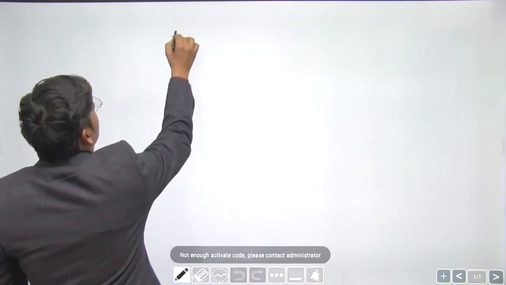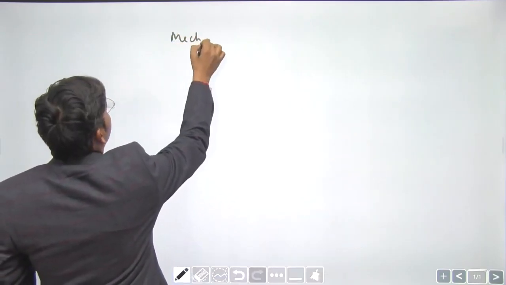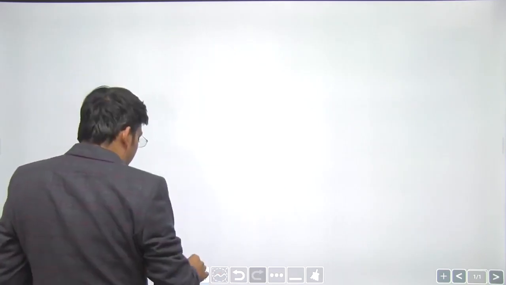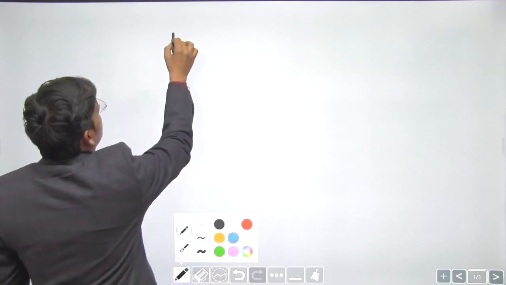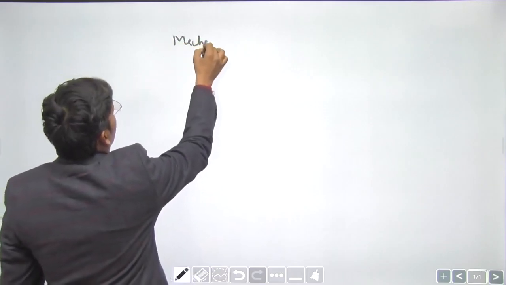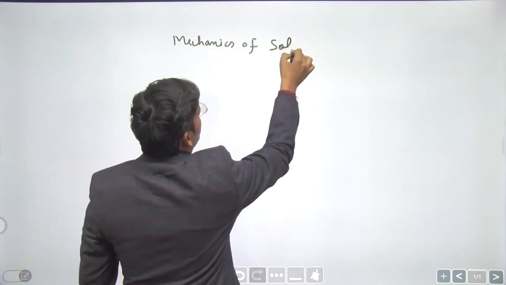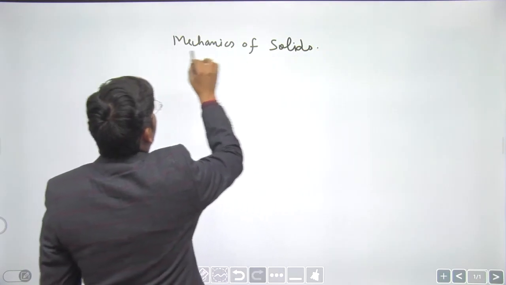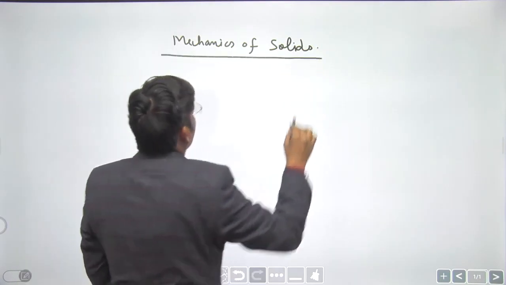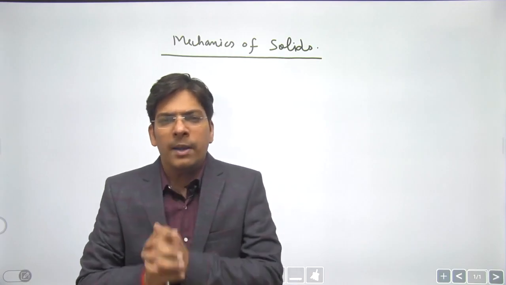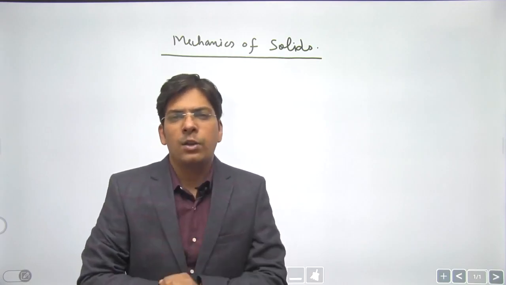Dear students, let us start a new chapter, Mechanics of Solids. It is a very easy chapter, right? And we usually expect one question from this chapter. So this is actually an important chapter. Mechanics of Solids, right? This is a bonus chapter from NEET point of view. So we should start with the various types of stress, strain and modulus of elasticity.